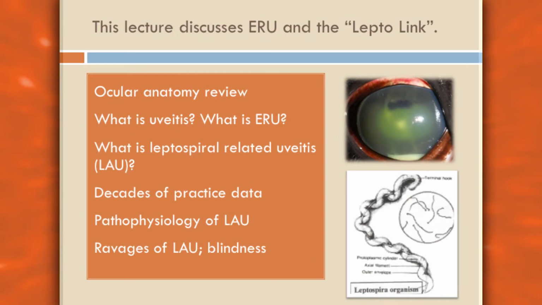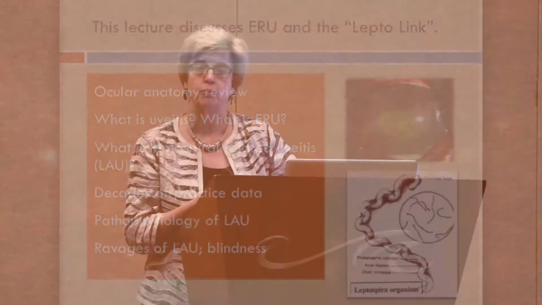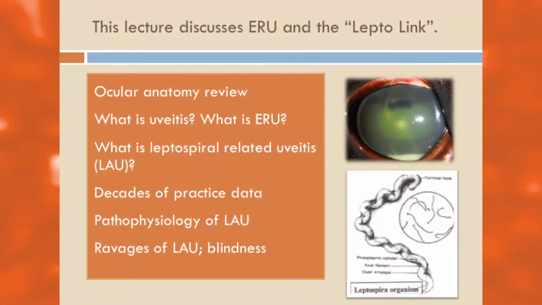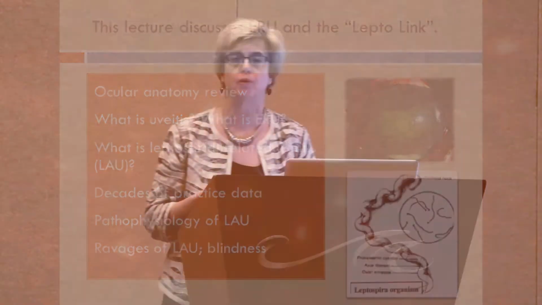So this lecture is going to discuss ERU and the lepto link, and there's no way you can do it without reviewing anatomy. So that's what we're going to start with. And then we're going to talk about what uveitis is, what equine recurrent uveitis is, and then what leptospiral-associated uveitis is. And then I'm going to present decades of practice data. I've been in practice for 33 years, and I've been following my patients for that period of time. That's valuable because I know what happens to them over the long run. Then the pathophysiology, which is very complex. And then we're going to talk a little bit about the ravages of leptospiral-associated uveitis. But before we do anything, we've got to start with anatomy and physiology.